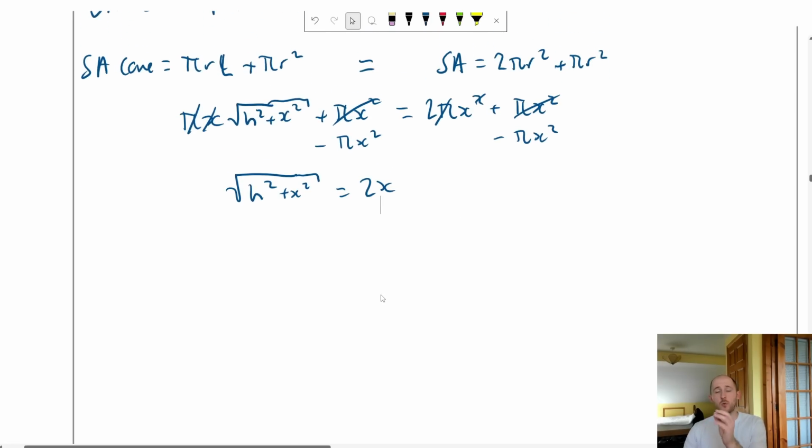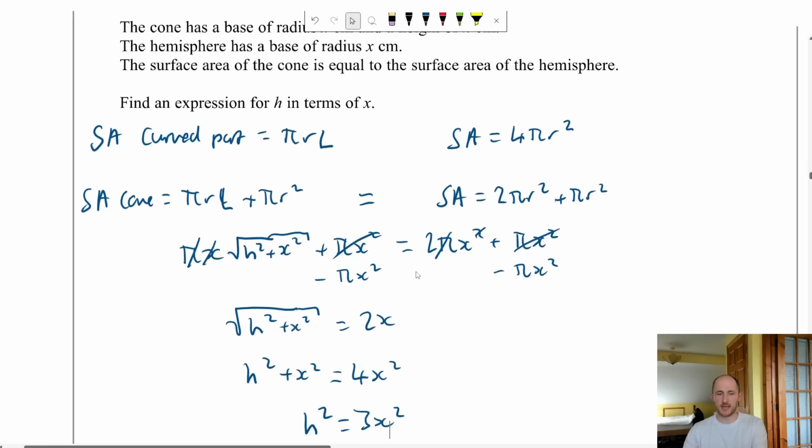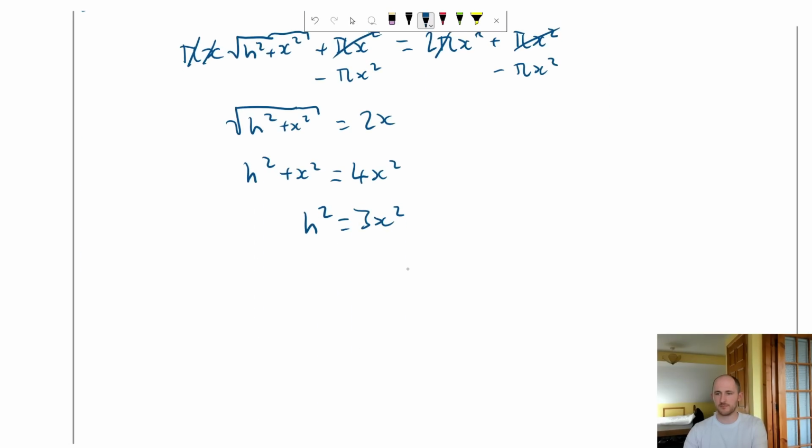I'm now going to square both sides to get rid of the square root. So h squared plus x squared. And don't forget again, I've squared both sides. So that is not going to be 2x squared, it's going to be 4x squared. Minus x squared from both sides, you get h squared equals 3x squared. Then just take a square root. Yeah, square root both sides, you get h is equal to the square root of 3x. Boom.